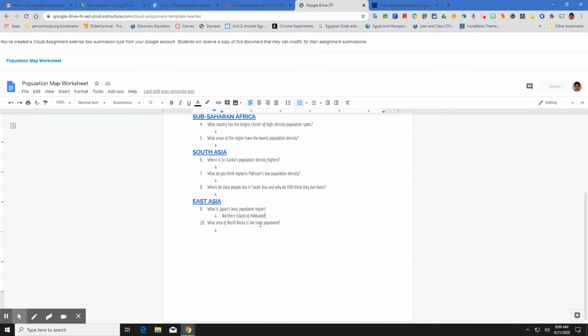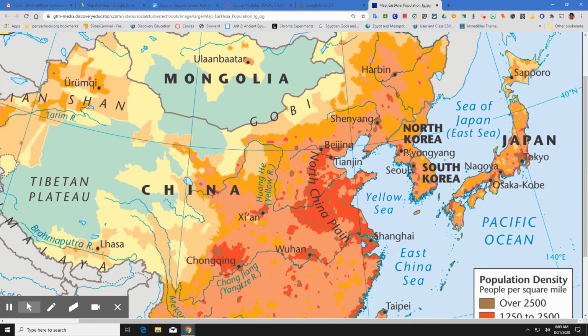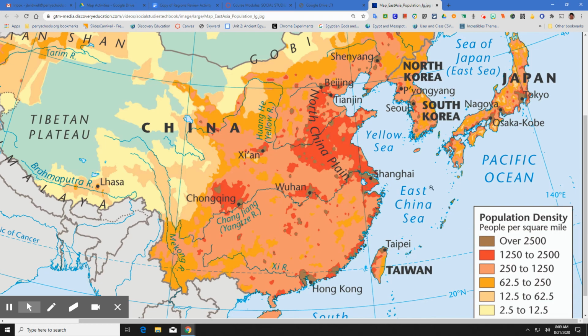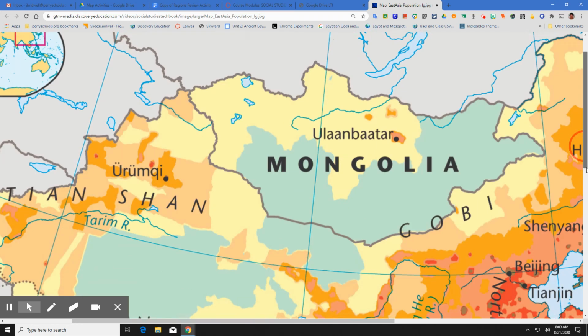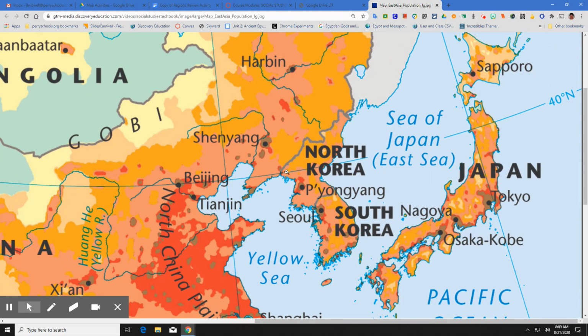Number 10, what area of North Korea is the most populated? So we looked at least populated. Now let's look at most populated. For this, we're looking for brown and red. So let's zoom in here on North Korea. North Korea is just south of northern China and just north of South Korea. There's only one area in North Korea that has a high or dense population, and that's their capital city of Pyongyang, right? And why is the capital city not a star inside of a circle here? Because this is not a political map. So Pyongyang is the most populated area.